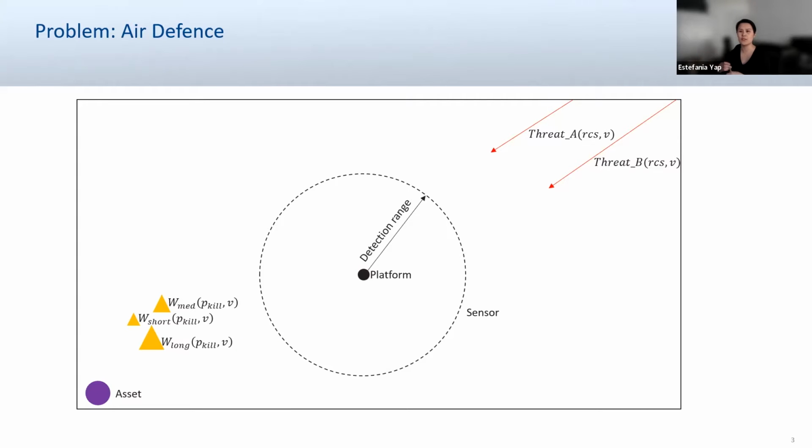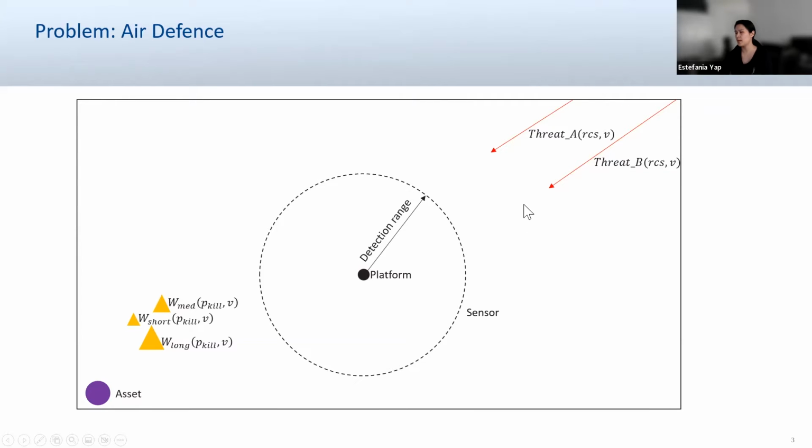So what are the threats? They might be faster missiles, they might be slower missiles, they might be helicopters. But at this stage, pretend that it doesn't matter, right? From there, we have a sensor that has a detection range. The placement of this sensor will determine how quickly we actually detect these threats. But obviously, that's conditional on where the threats are actually starting from.